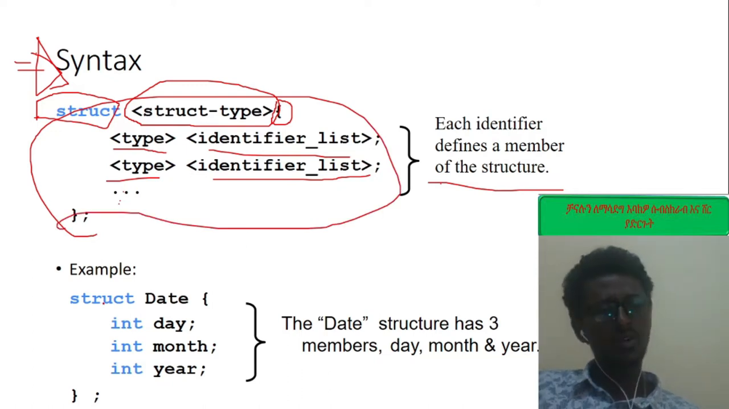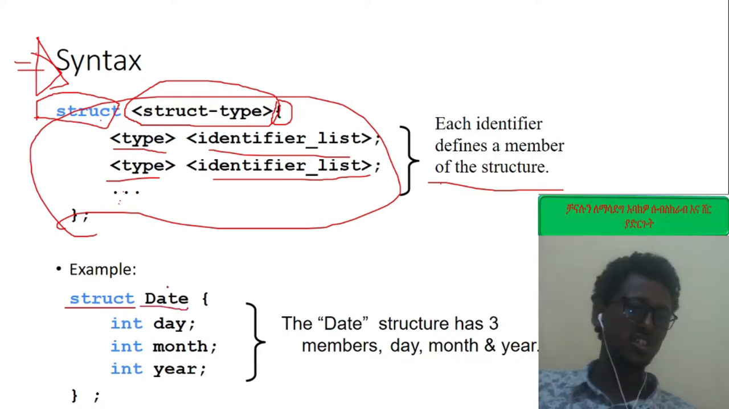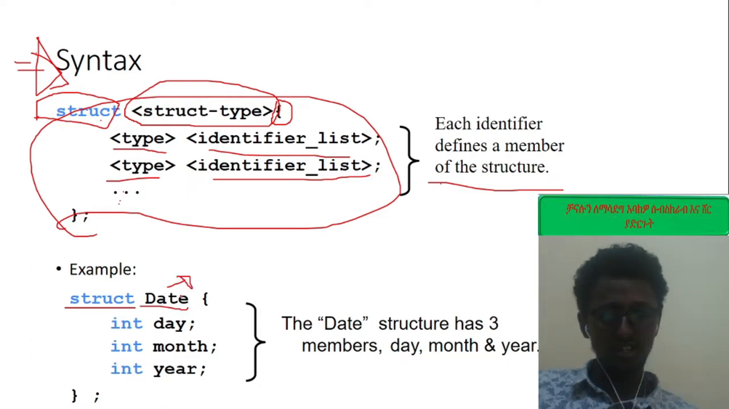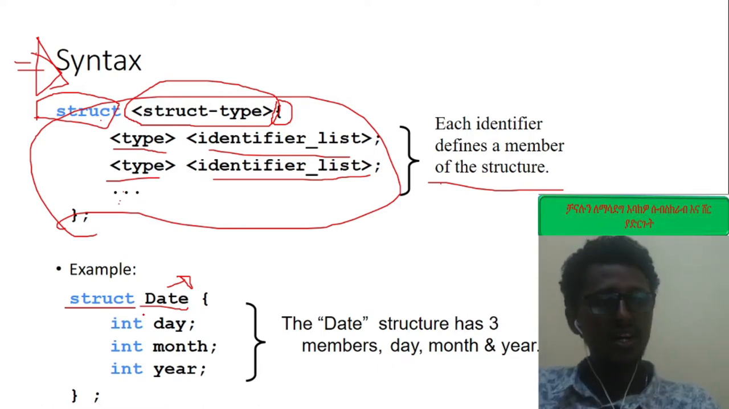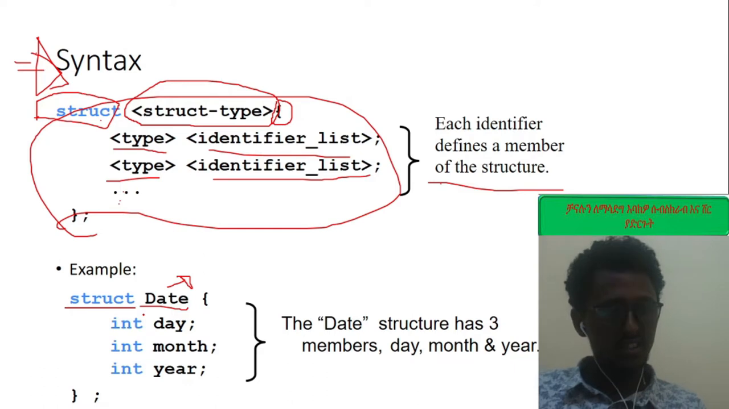Another example: struct. This is the keyword struct, and then date is the structure type, or the structure name, with int day, int month, int year. These are the members of what? The members of this struct date.